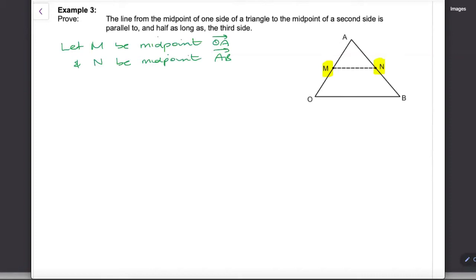I'm going to show this by saying, let's set some vectors. I'm going to use this first vector OA. So I'm going to let OA be represented by vector little a, and I'm going to let the vector OB be represented by little b. And what I want to do is prove that MN is equal to half the length of OB.